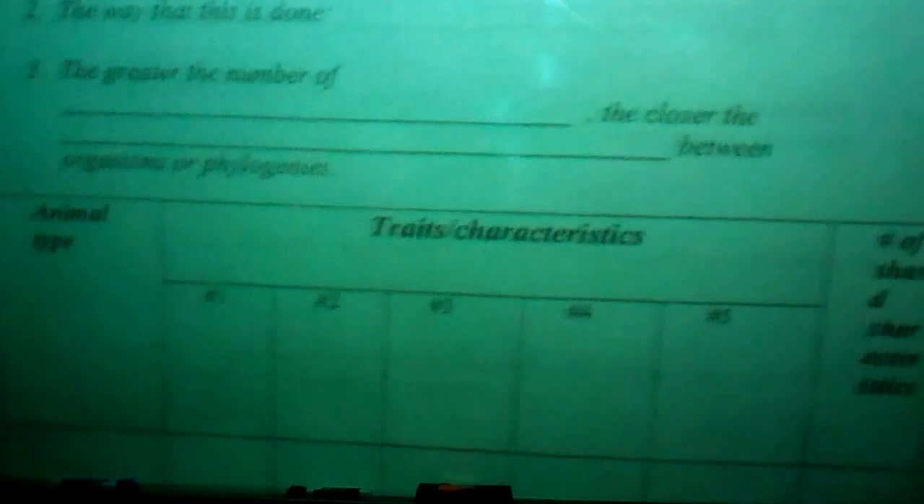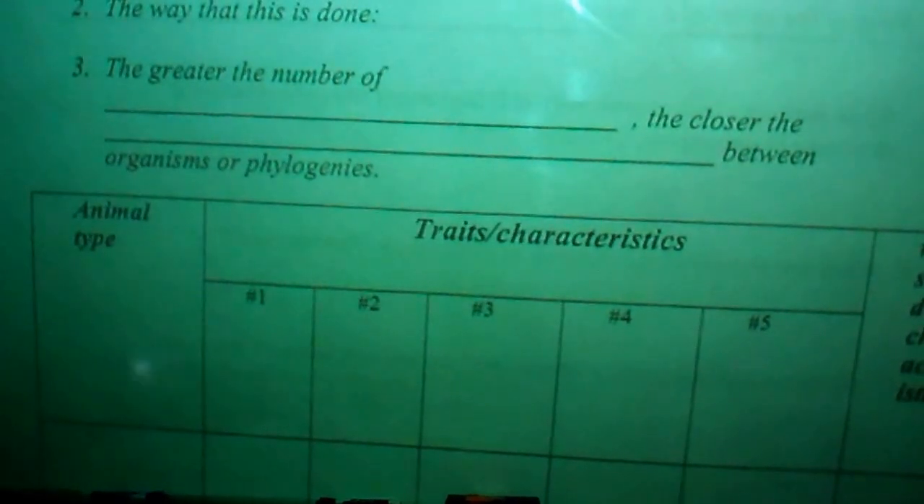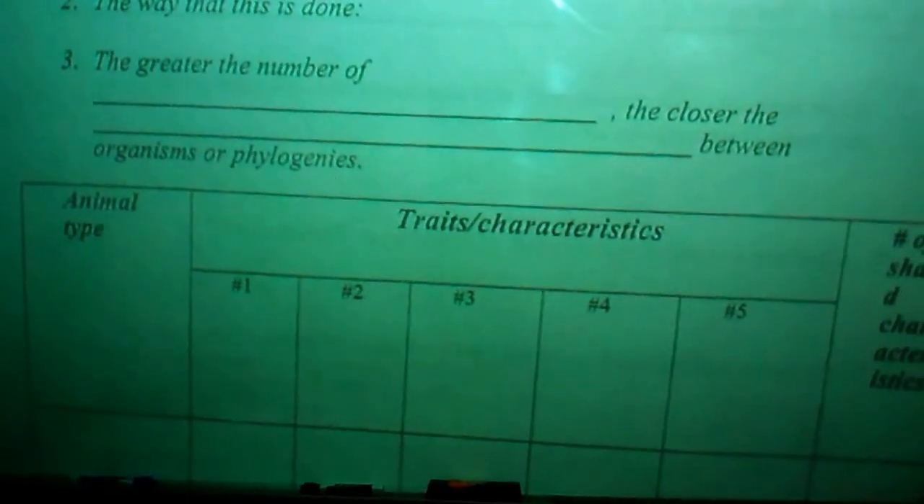So probably about 20 years ago, they came up with this thing called cladistics. I'm going to go through the notes on here with this little note packet. This is what I did in class, and this seems to work pretty well. I'm going to put this on Edmodo so you can take a look at it.